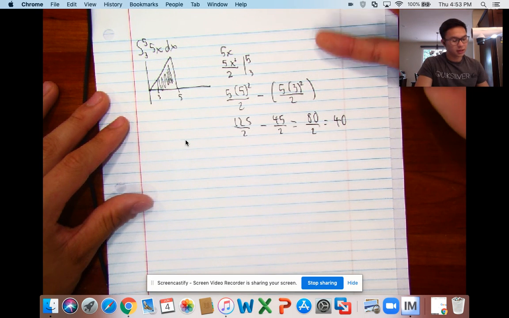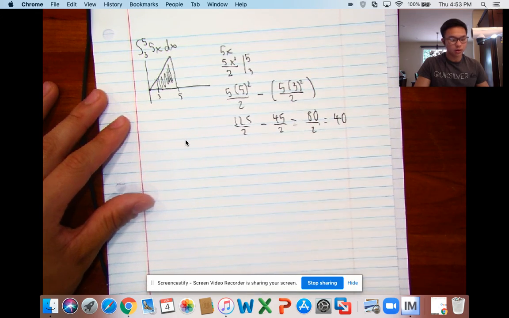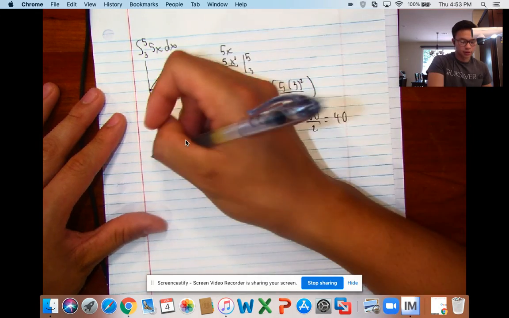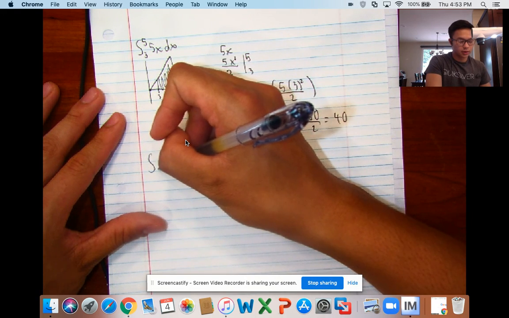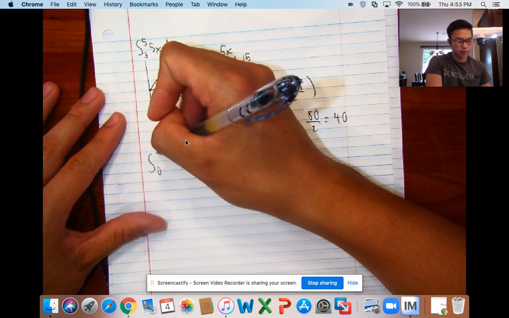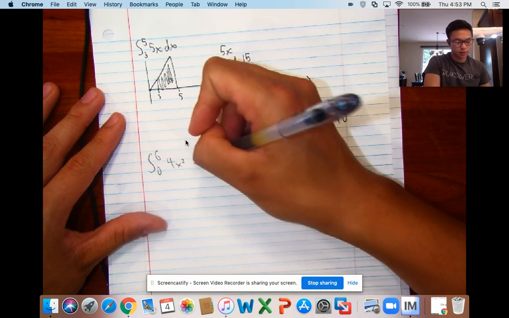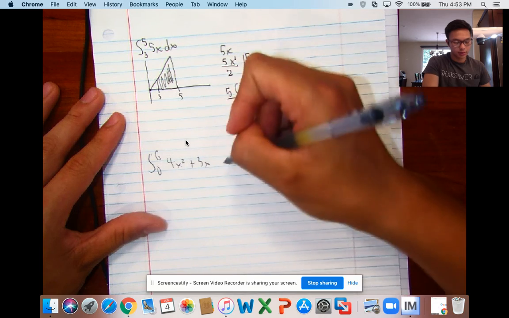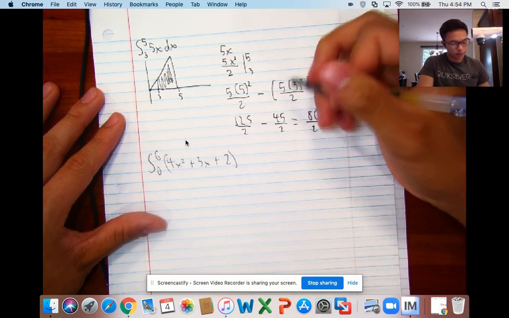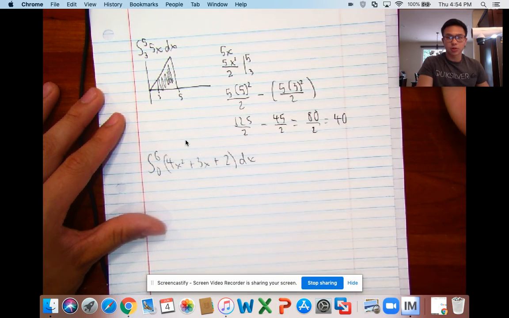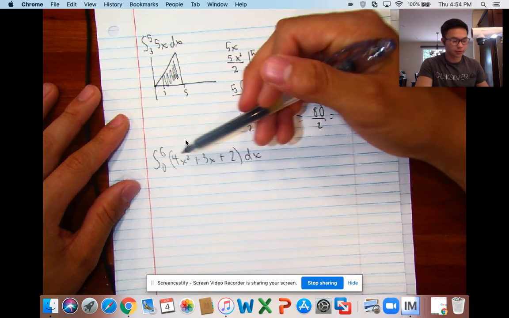Now that we have the basic concept with a very simple question, let's apply this concept to much more complicated questions. For our next example, we're going to do the integral from 0 to 6 of 4x squared plus 3x plus 2 dx. For this question, you're going to use the same process. You're going to find the antiderivative of this equation.